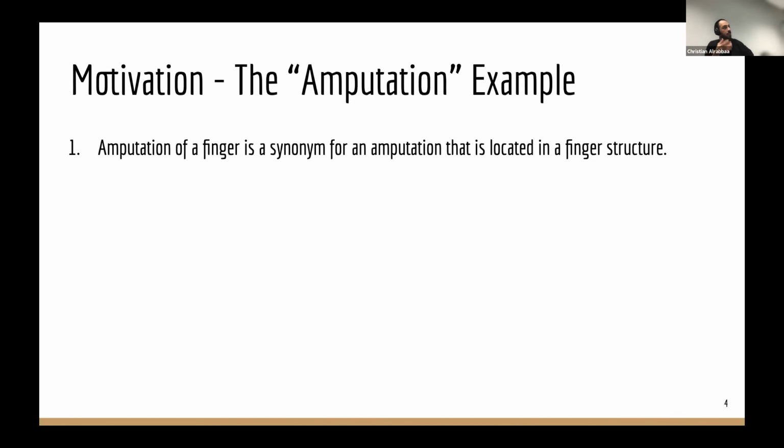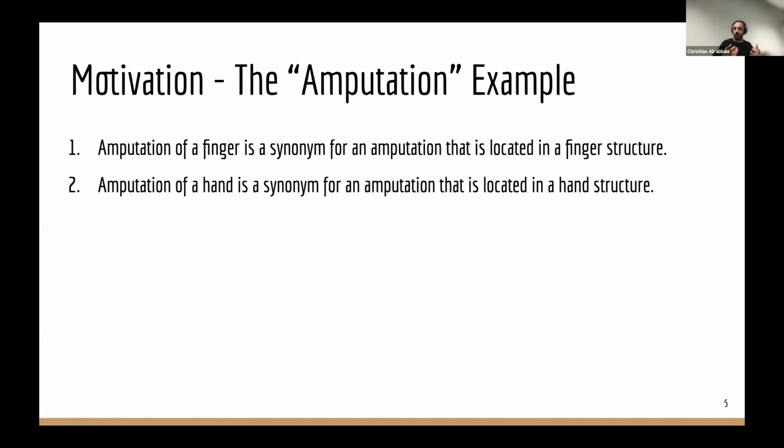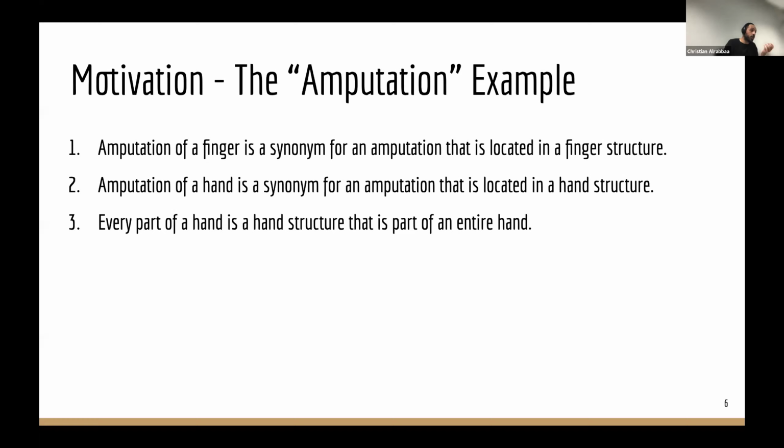And this example used to hold in previous versions. And what it stated there was that an amputation of a finger is an amputation which is located in a finger structure. And in the same spirit, it defines the amputation of a hand, and it's an amputation that is located in a hand structure. And we also know that every part of a hand is a hand structure, which is a part of the entire hand. And finally, every finger structure is part of a hand.